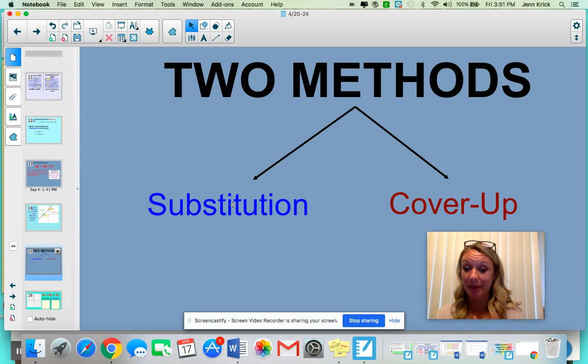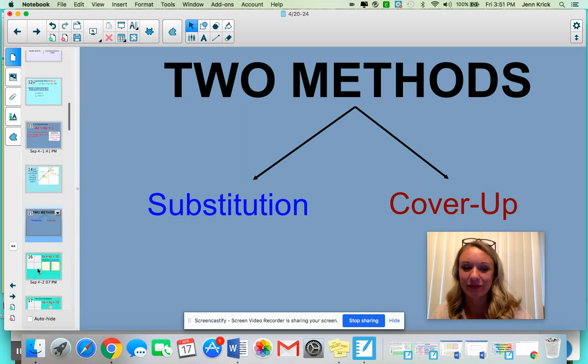Substitution is the very mathematical way. This is proving why it works. Cover-up, I'm guaranteeing, is the way that you'll probably do that. This is what I did when I was in math class myself. It's very quick and easy.